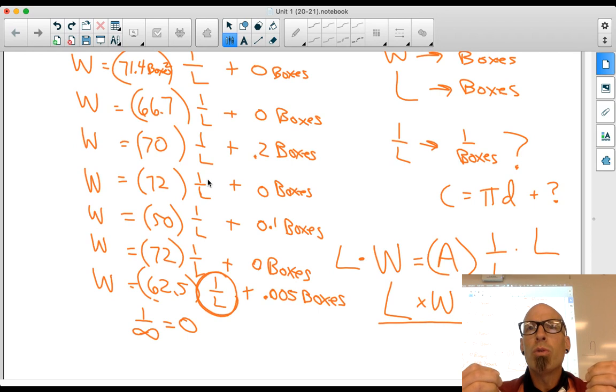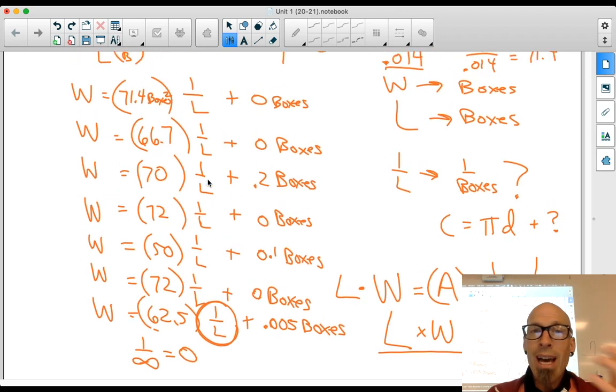This is how you look at data and interpret it and figure out what it means. Now, I don't know if you all saw and understood and realized that the slope that you found was indeed supposed to be the 72, the area of all of your rectangles.